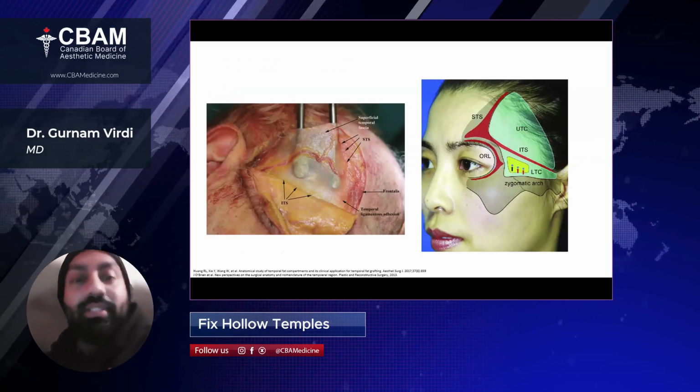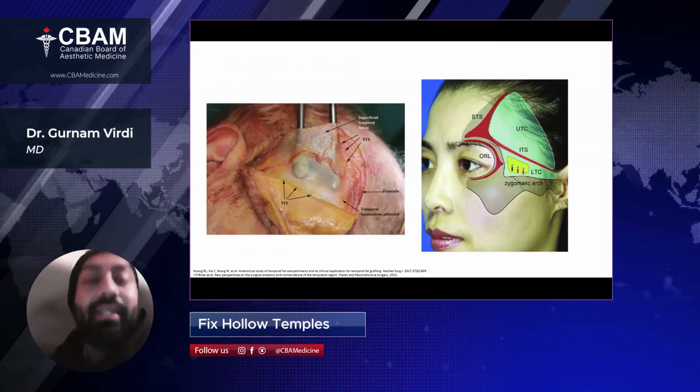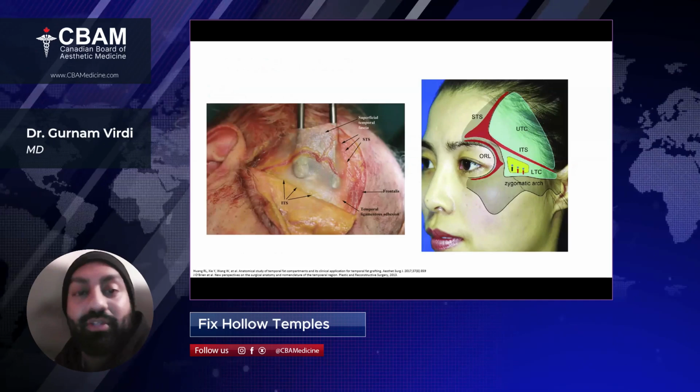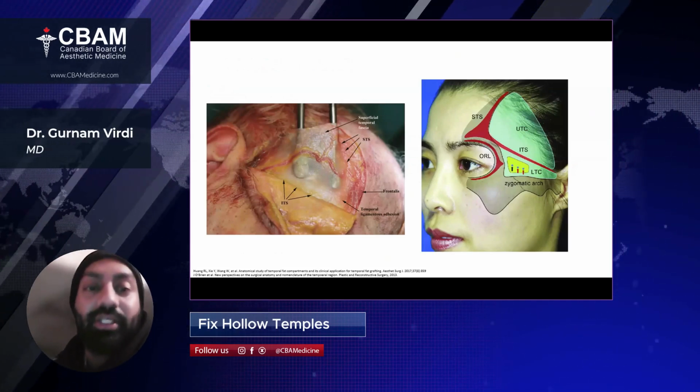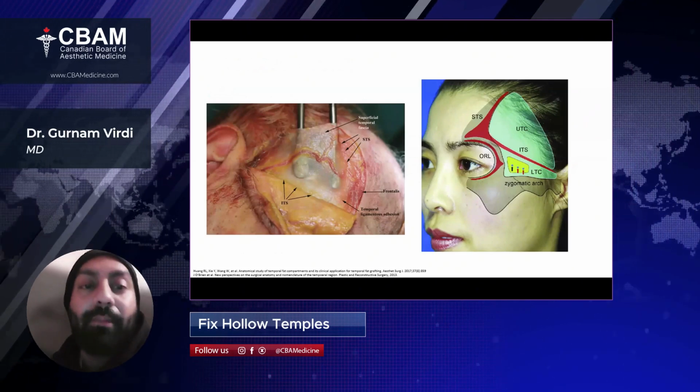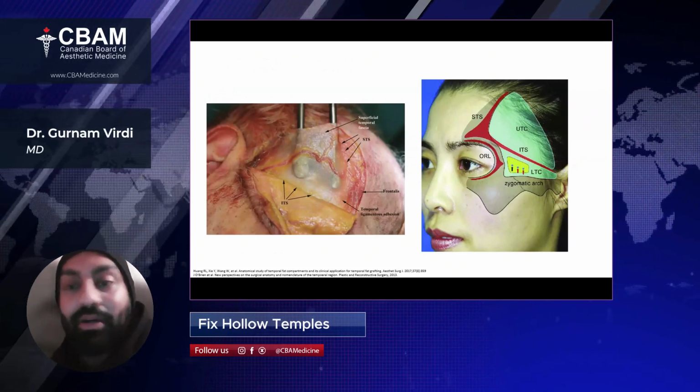So this is the point I was trying to make earlier on, being in layer number 4 here. So what we see here is layer number 3, which is a superficial temporal fascia, which is housing the superficial temporal artery. You can see it's quite a large caliber artery here.